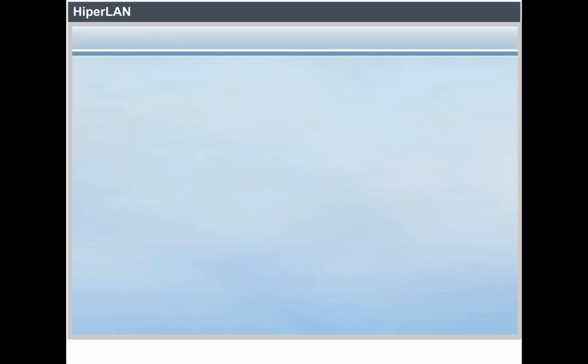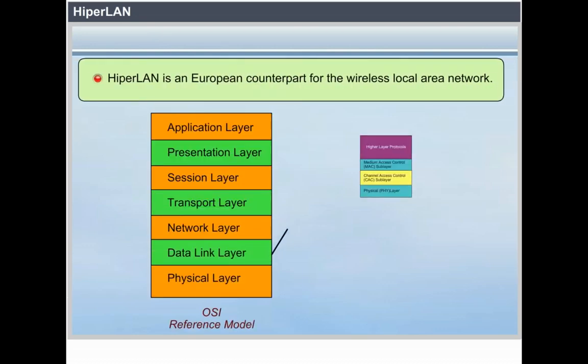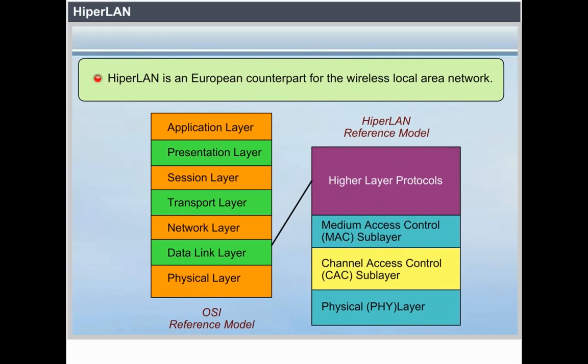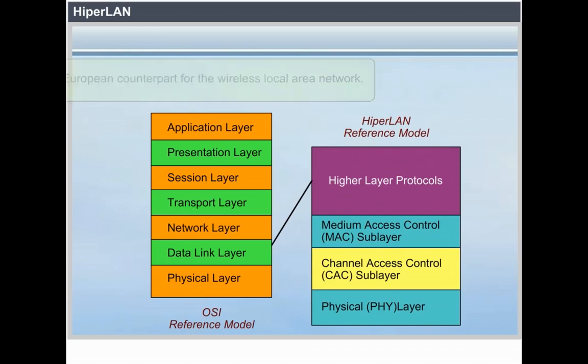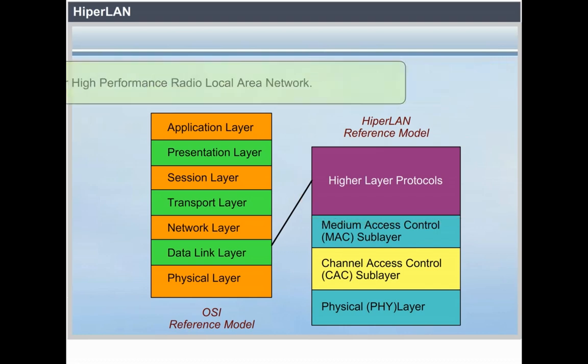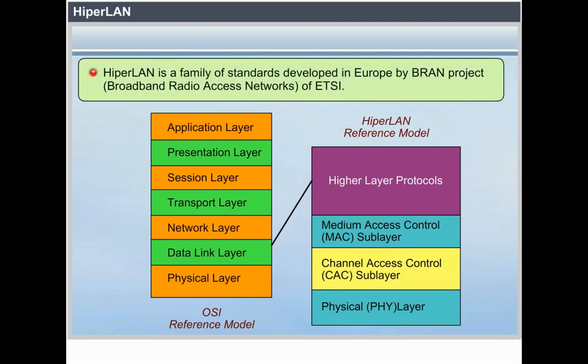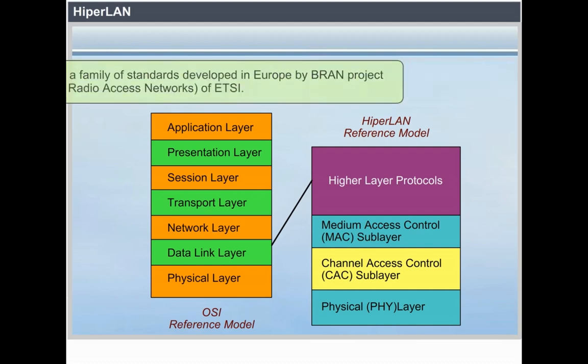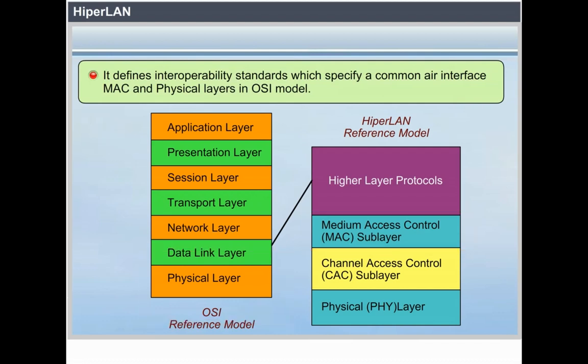HyperLAN. HyperLAN is a European counterpart for the Wireless Local Area Network. It stands for High Performance Radio Local Area Network. HyperLAN is a family of standards developed in Europe by the BRAN project, Broadband Radio Access Networks of ETSI. It defines interoperability standards which specify a common air interface, MAC, and physical layers in the OSI model.